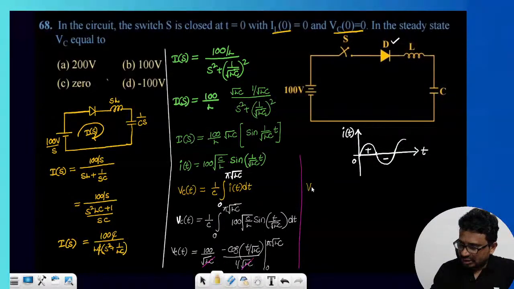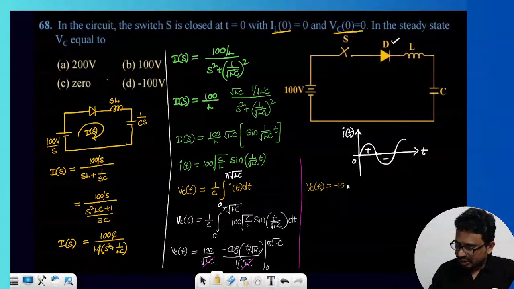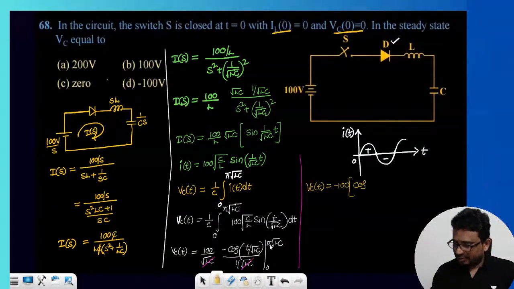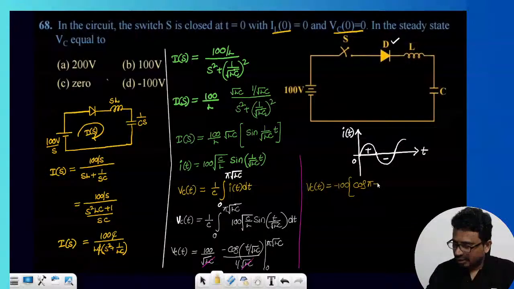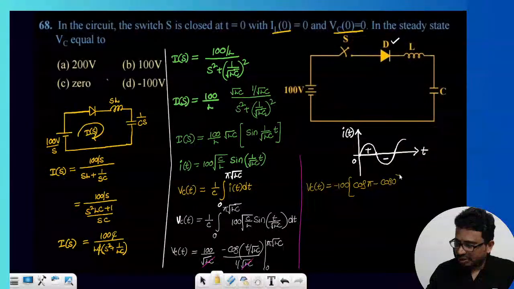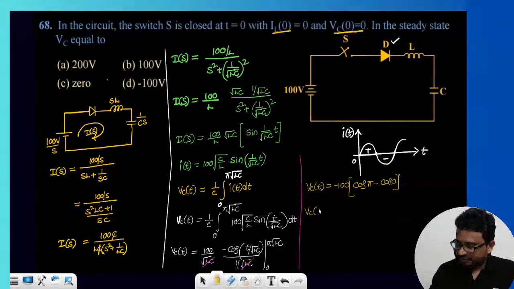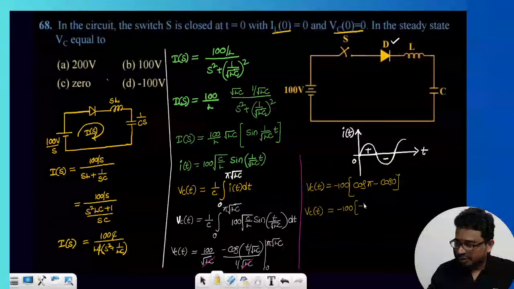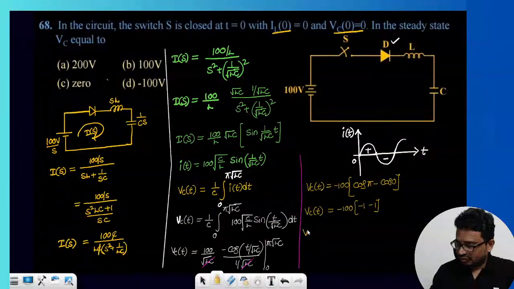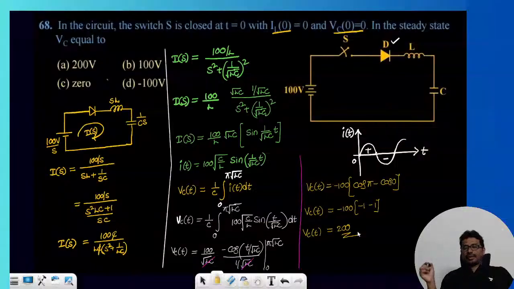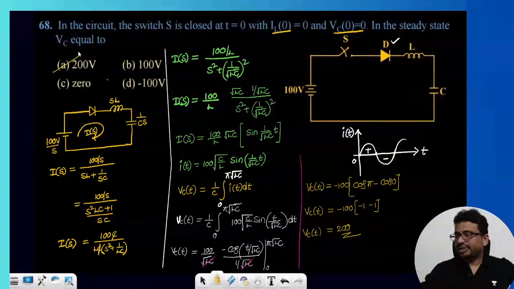So Vc of t will be minus 100 into, when I substitute the upper limit, cos pi minus cos 0. Cos pi value is minus 1. So this is minus 100 into minus 1 minus 1. Finally, Vc of t is equal to 200. So the voltage is 200.